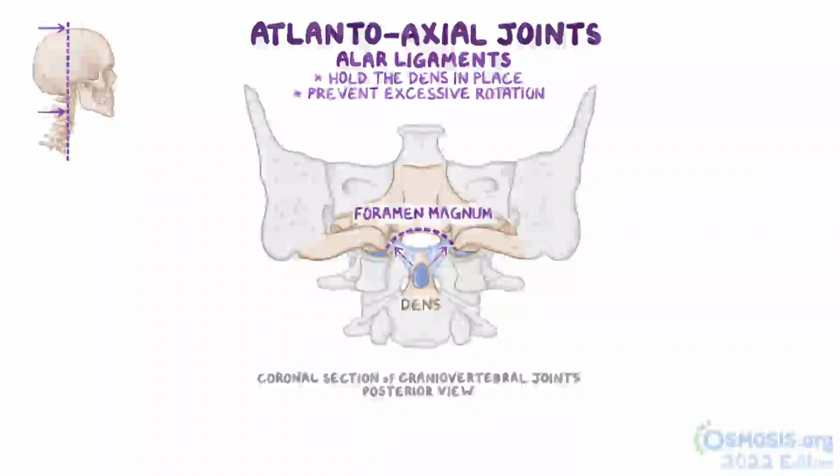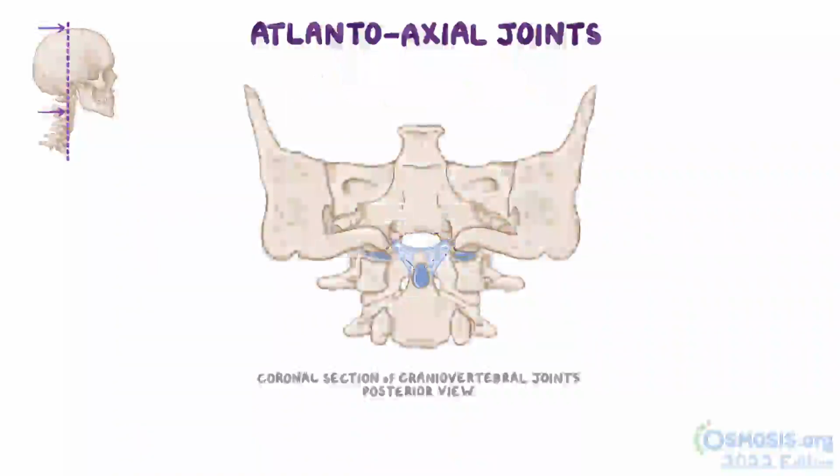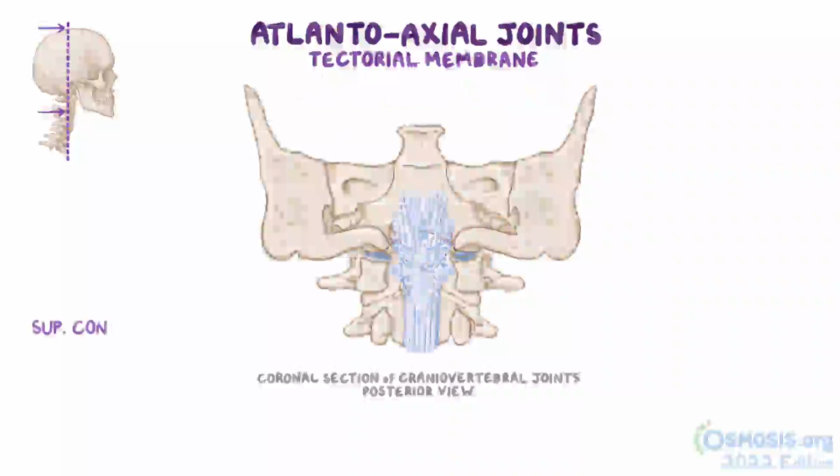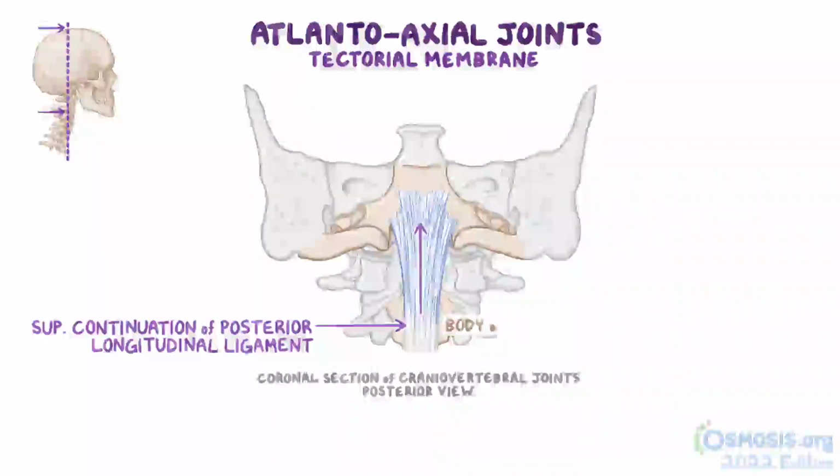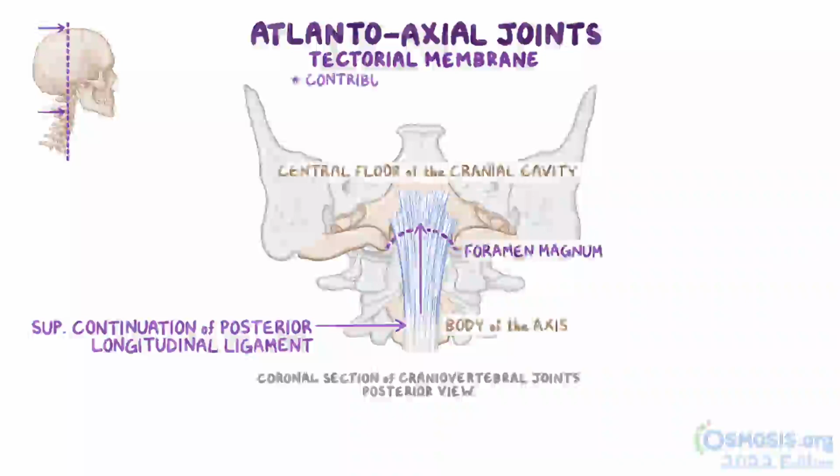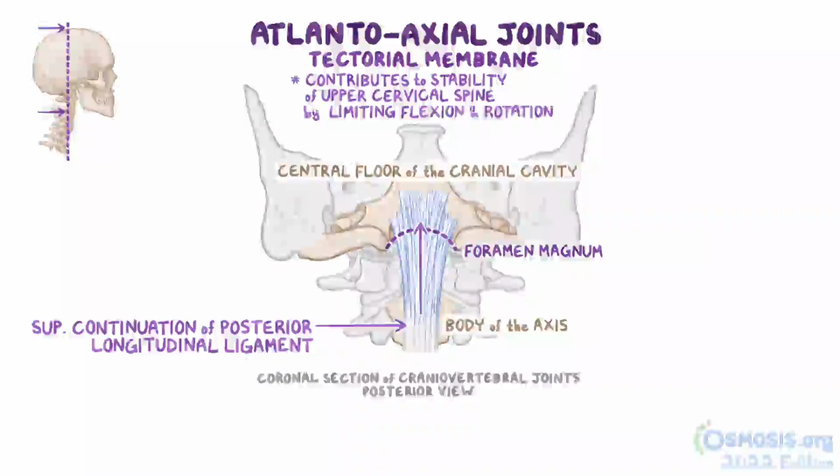Lastly, lying posterior to both the alar and cruciate ligaments is the tectorial membrane. This ligament is the strong, superior continuation of the posterior longitudinal ligament that extends from the body of the axis through the foramen magnum to the central part of the floor of the cranial cavity. This membrane contributes to the stability of the upper cervical spine by limiting flexion and rotation.